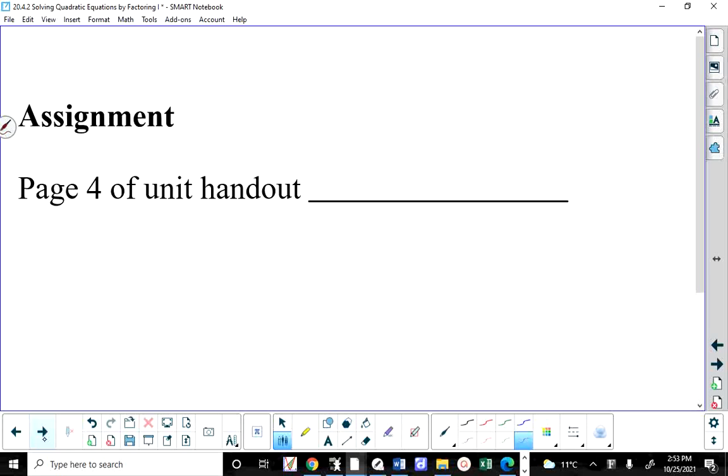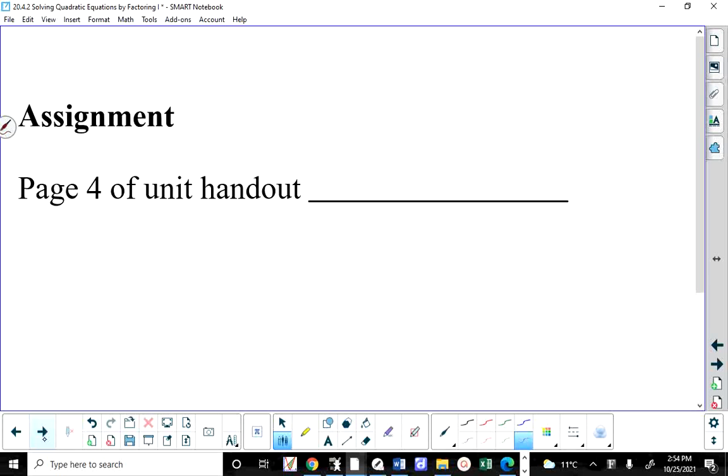So on page 4 of the unit handout, if you take a look at page 4, I believe there are 40 quadratic equations. I think, correct me if I'm wrong, 1 to 20 have a coefficient of 1 in front of x squared, and then at 21 it switches. So all of the ones from 21 to 40, you have to factor that out. And I would say at a bare minimum, you do every odd question. Many of you will just burn through this like in 15 minutes, you'll be done.